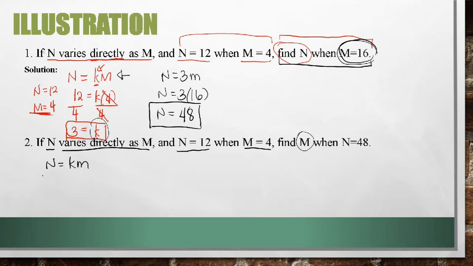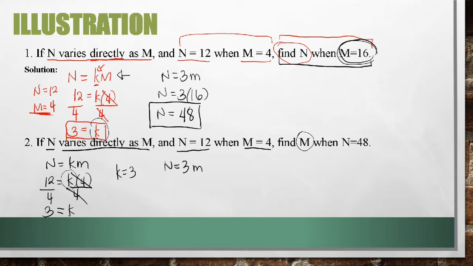So, yung n natin is 12 is equal to the constant, which is not given, and m is 4. So, now, to eliminate the 4, we will divide both sides by 4, and we can cancel this 4 and solve for the value of k. So, k is the remaining, and 12 divided by 4 is 3. So, k is equal to 3. And now, substitute it to the formula. It becomes n is equal to 3 multiplied by m.